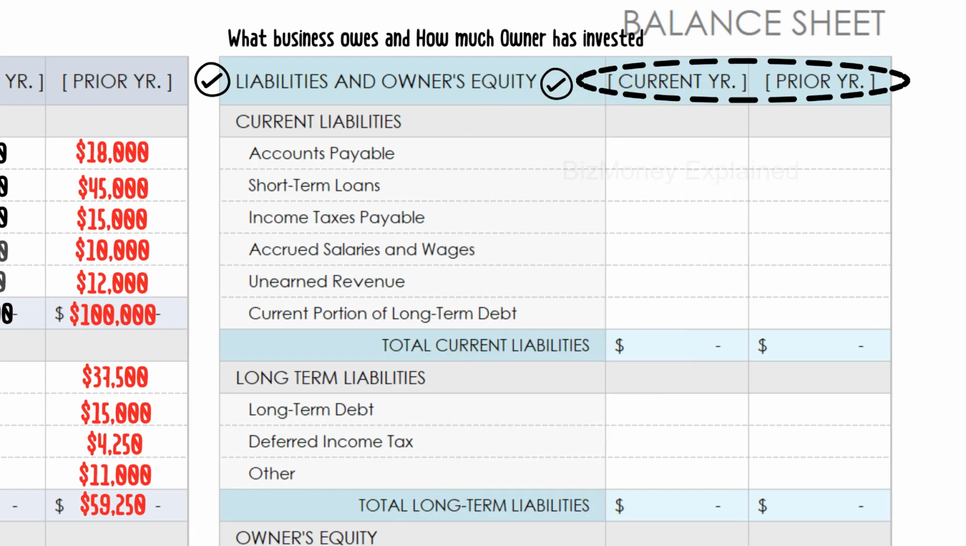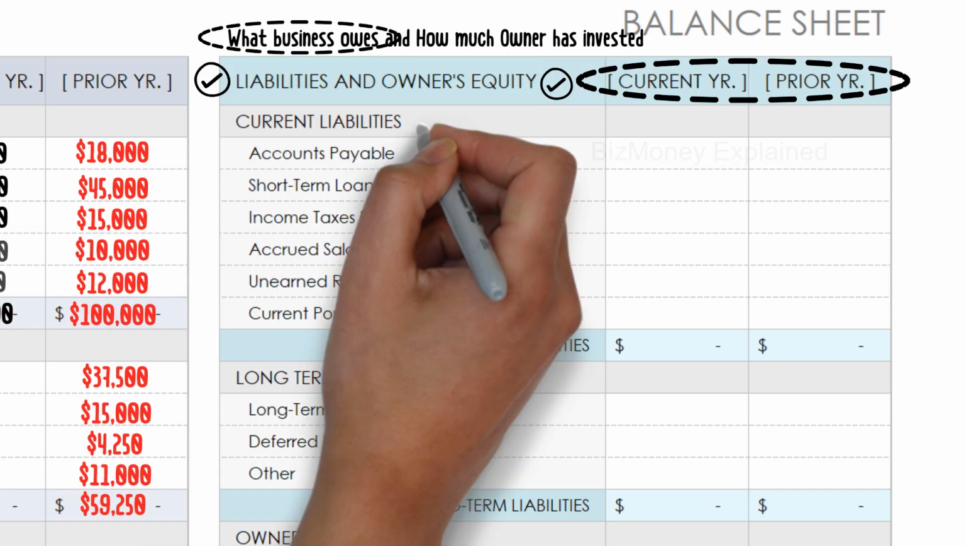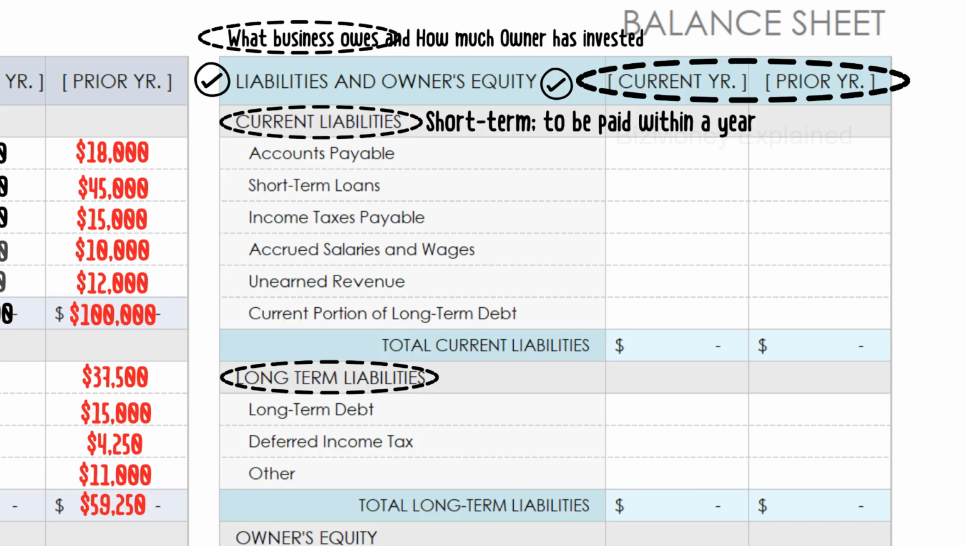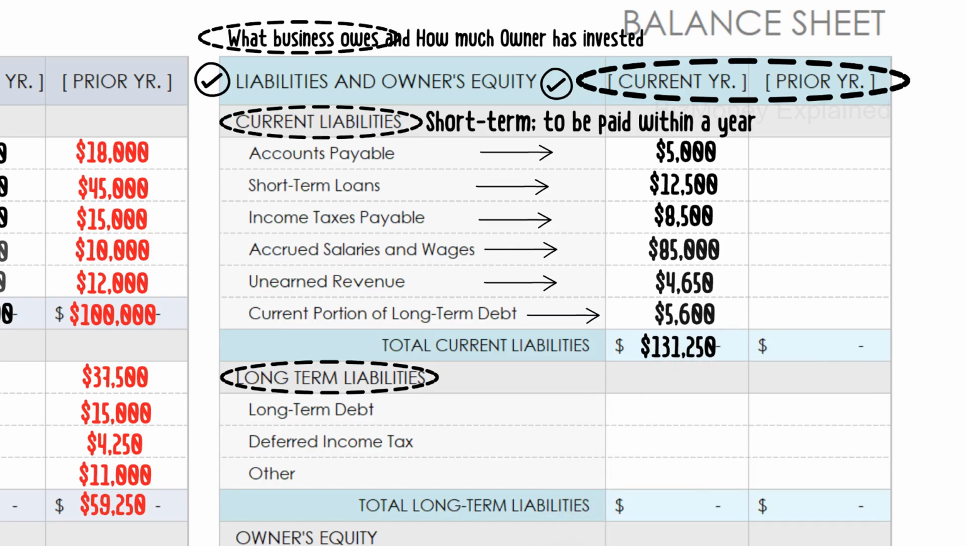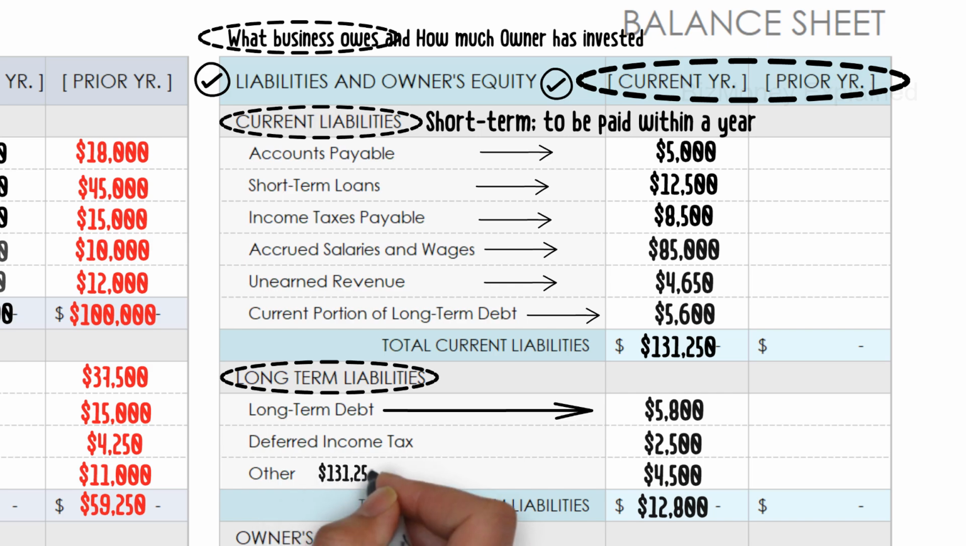Now, understanding liabilities. Liabilities are what the business owes, its debts and obligations. These are split into current and long-term liabilities. Current liabilities are short-term, to be paid within a year, like accounts payable, $5,000, short-term loans, $12,500, and income taxes payable, $8,500. All these current obligations total $131,250 this year. Next, we have long-term liabilities such as long-term debt, $5,800, and deferred taxes, totaling $12,800. Combined, all liabilities amount to $144,050.